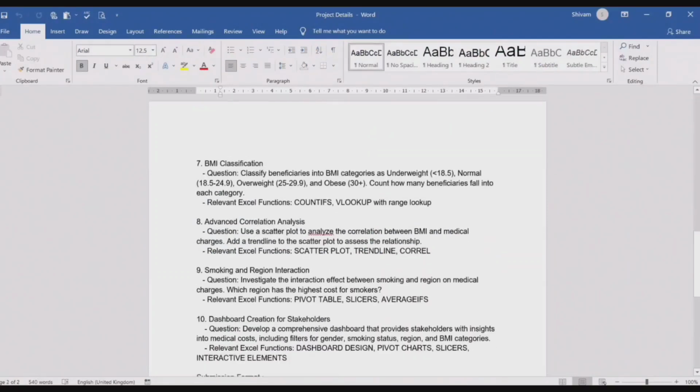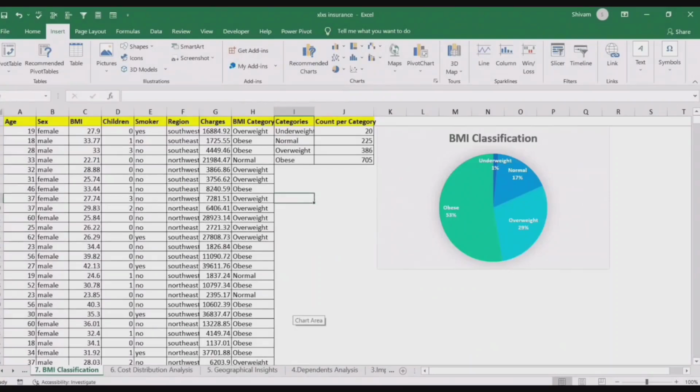Now we have to classify the BMI into categories. So here I have created a category by using the if condition. If the cell C2 is less than 18.5, then underweight. If it is less than 25, it is normal. If it is less than 30, then it is overweight. And if it is greater than 30, then it will count it as obese. Then I will click here and it will automatically fetch the corresponding value.